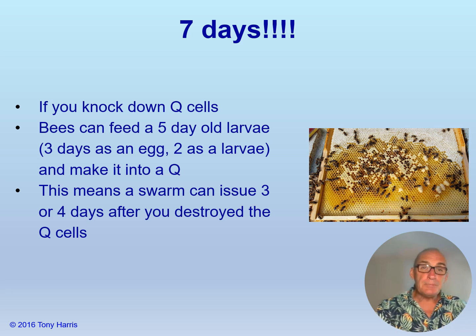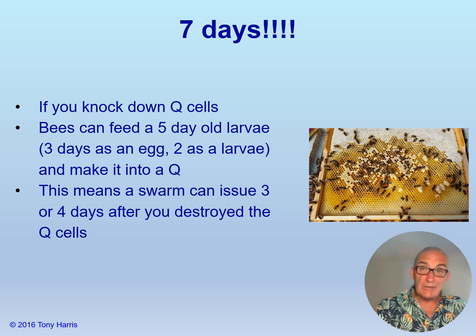When I was new to this beekeeping lark, I made the mistake of thinking if I knocked down the unsealed queen cells, it would be another 8 days before the bees would swarm. But that was a serious error that lost me lots of swarms. Fertilized eggs will either become a worker bee or a queen, and this is mainly due to the diet the bees feed the larvae. They can change the diet of a 5-day-old larva, which is 3 days as an egg and 2 days as a larva, originally destined to become a worker, and make it into a queen.